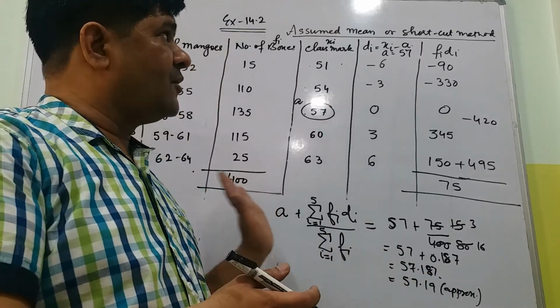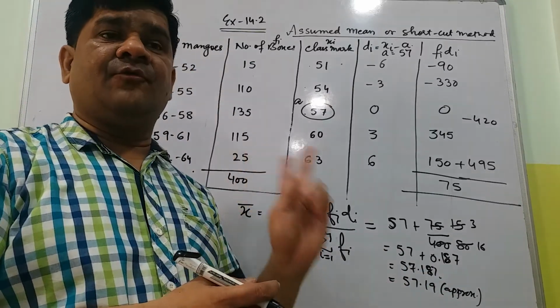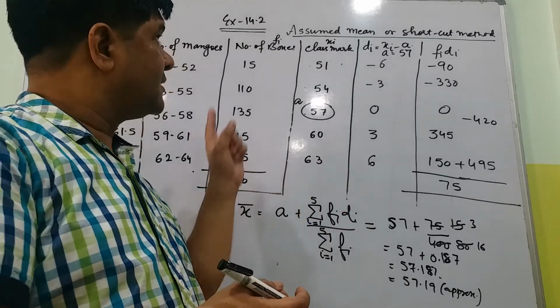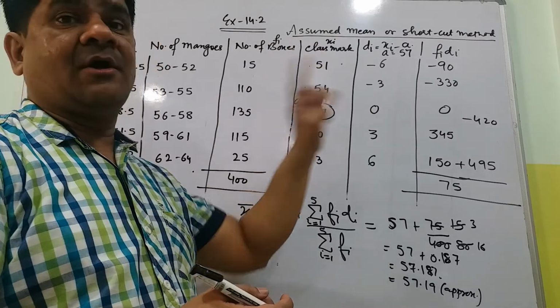So this is how you have to do sum number 4th and sum number 6th with this method, that is the assumed mean or shortcut method.